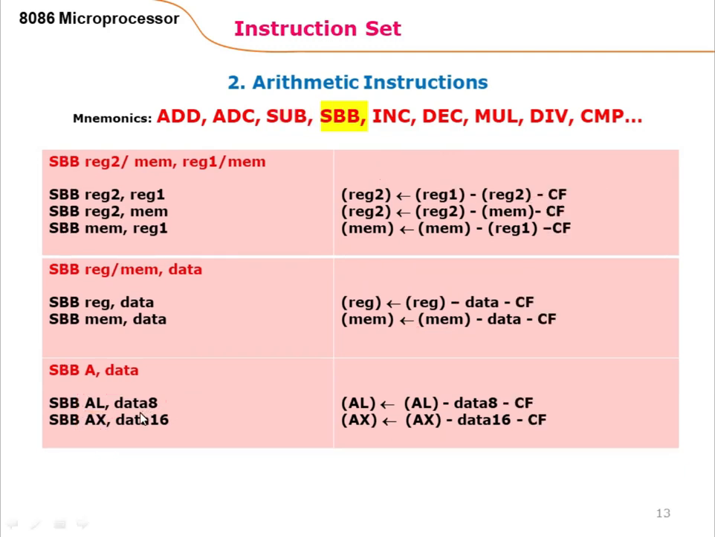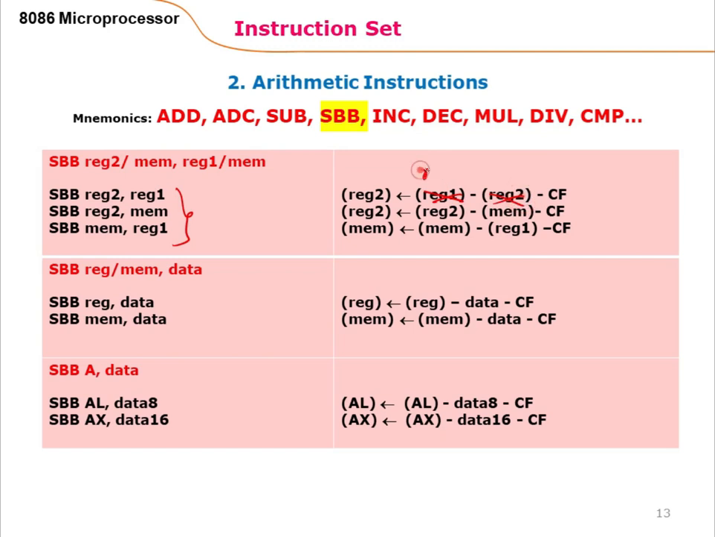Next is SBB, which is nothing but subtraction with borrow, which is the same as addition with carry, but here only subtraction is performed. So we can take the example of subtraction register 2 comma register 1 or memory. So we can make combinations like this: register and register, register and memory, memory and register. So these are the 3 combinations. Here the subtraction is done like this. So here again it is wrong.